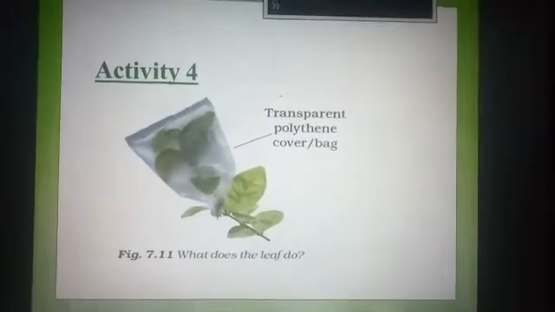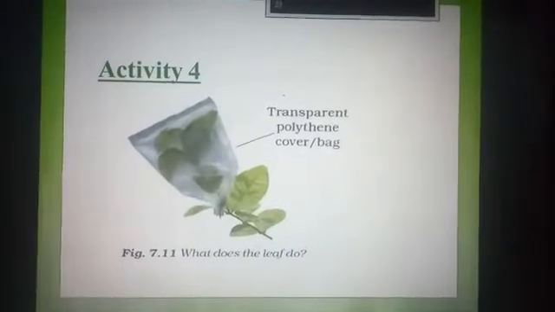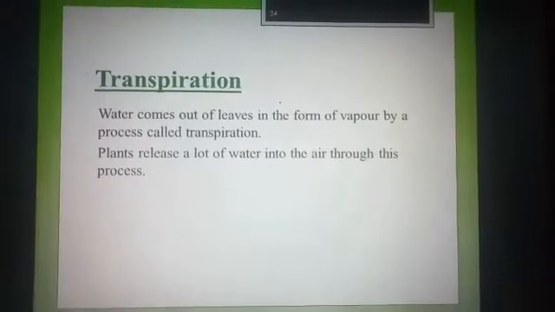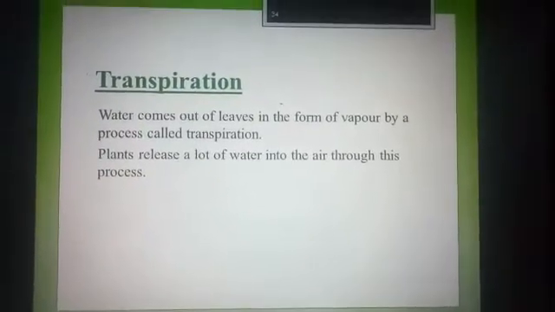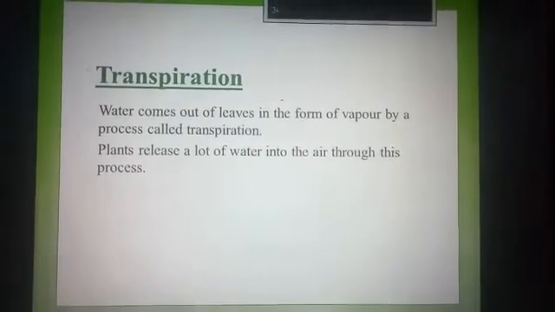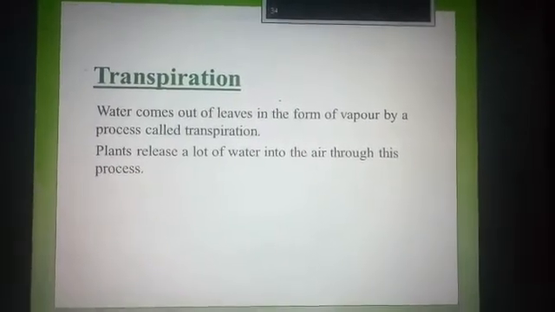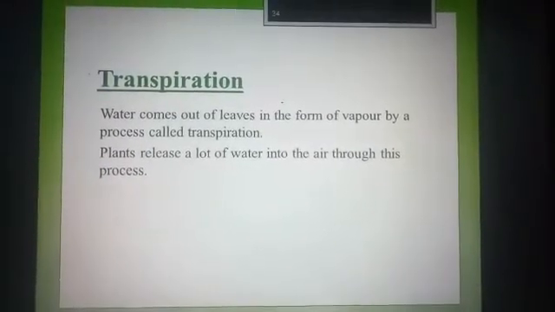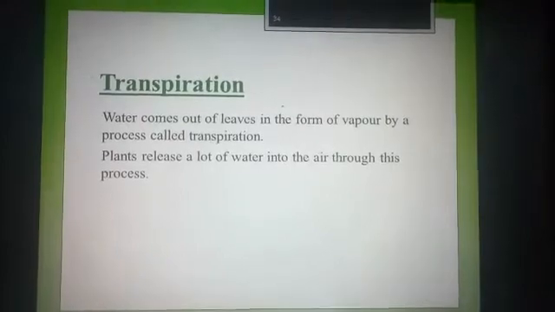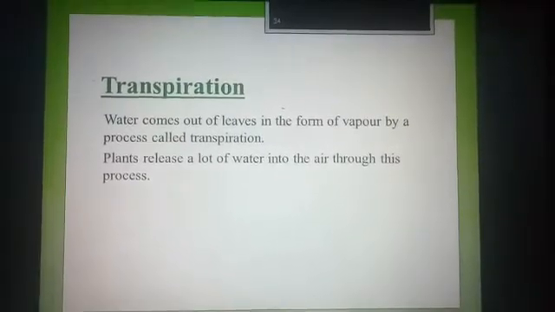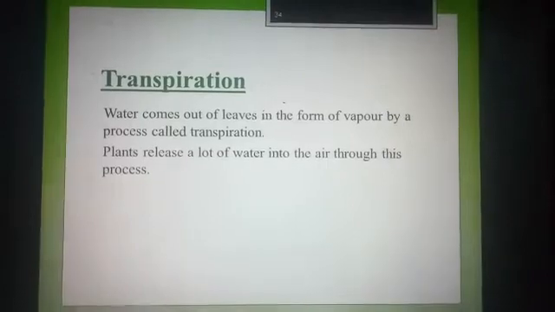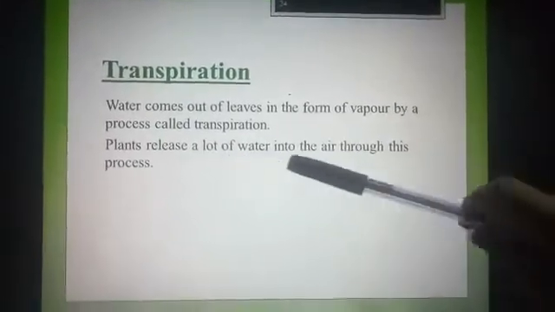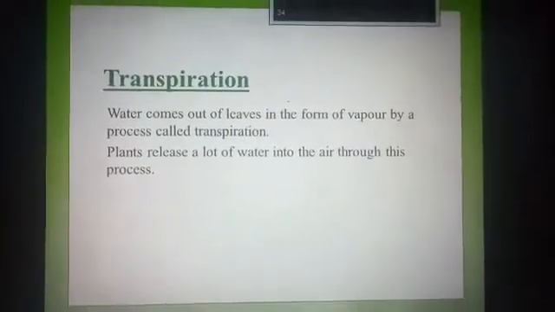So when water is lost from the body of plants, it is known as transpiration. Very good. The definition of transpiration is that water comes out of leaves in the form of vapor by a process called transpiration. In our case, when water moves out from the body, what is it called? It is known as sweat. And in the case of a plant, when water comes out, it is known as transpiration. And next, plants release a lot of water into the air through this process.